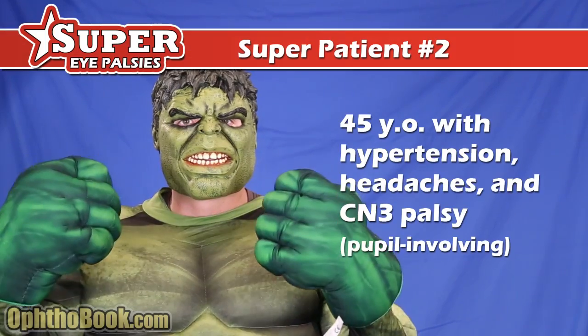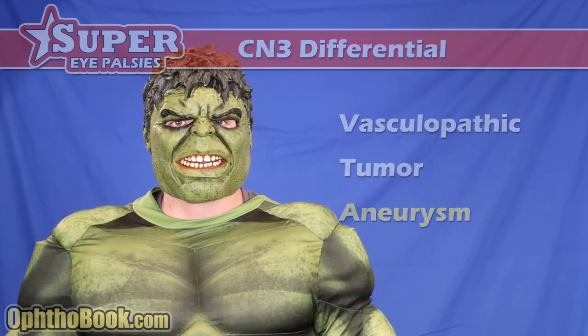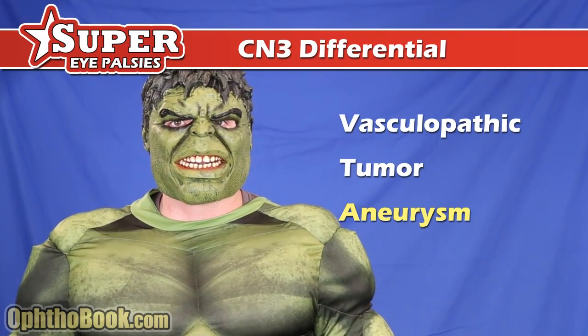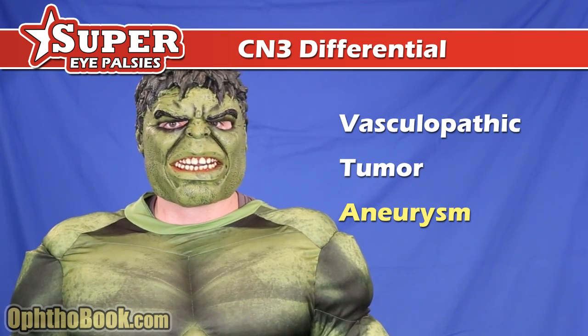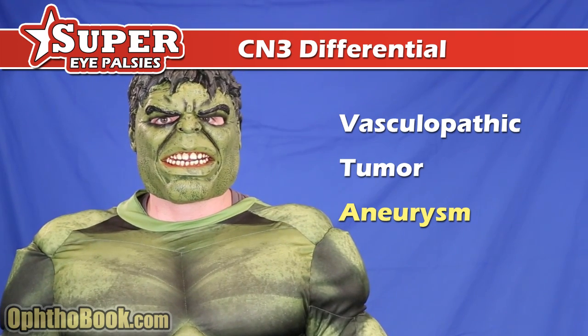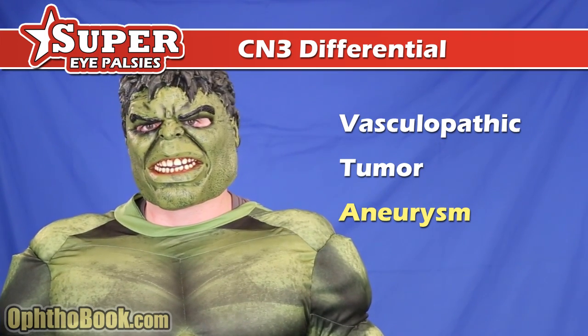A 45-year-old gentleman, high blood pressure, headaches, pupil-involving third nerve palsy. What's on our differential? Once again, we go through our list. Vasculopathic. He's got high blood pressure. Okay, maybe. Tumor, maybe. Aneurysm, very high chance. That pupil is blown. There's always a chance something is compressing that eye.